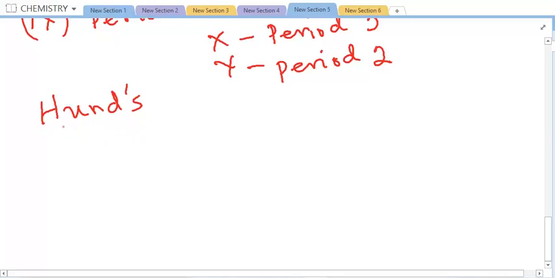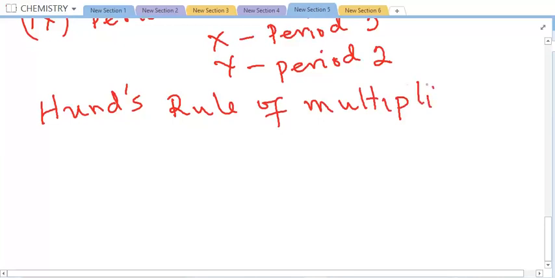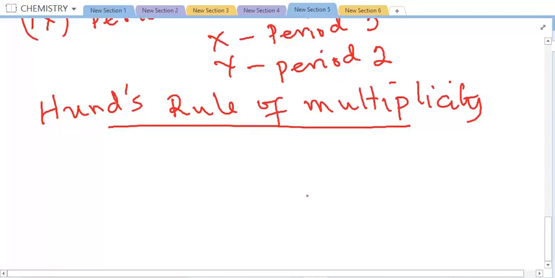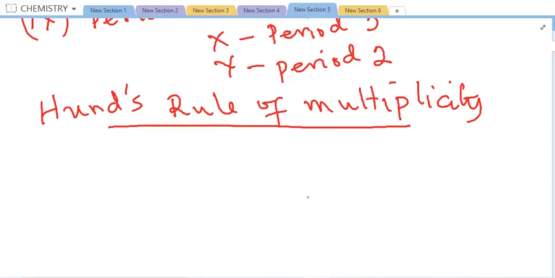You need to understand this topic called Hund's rule of multiplicity. What does Hund's rule of multiplicity tell us? It tells us that you fill electrons singly into all the available orbitals before filling the pair. You normally put electrons into all the available orbitals singly, then you come back to fill their pair.